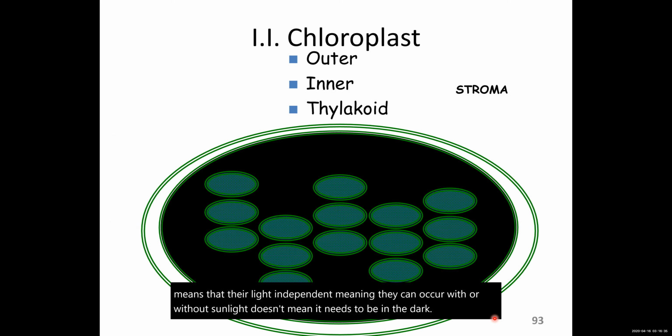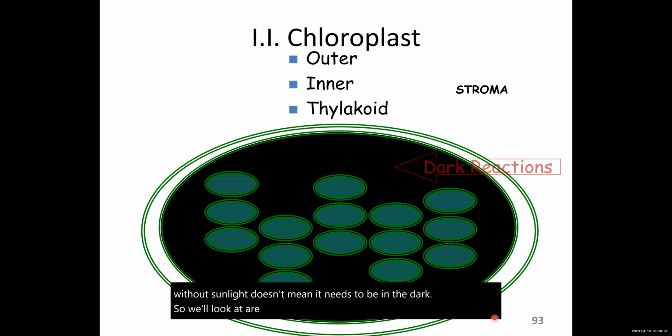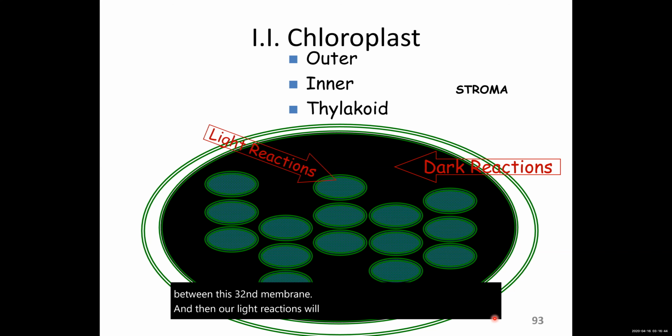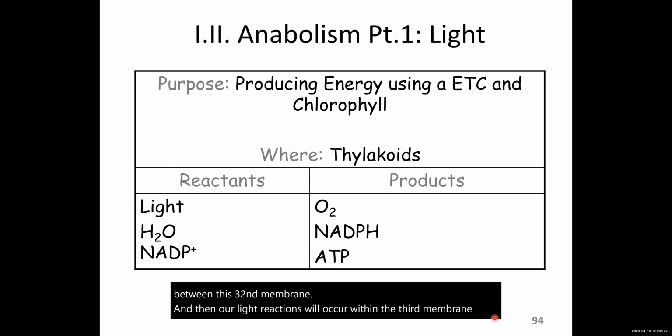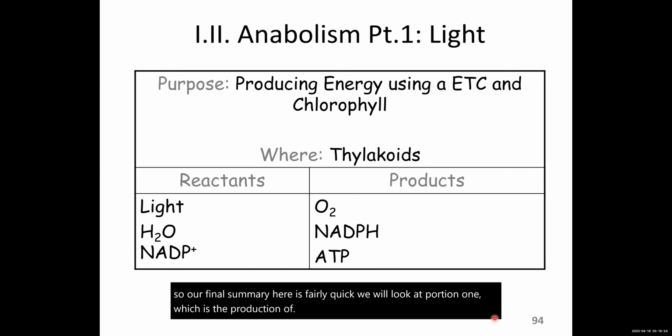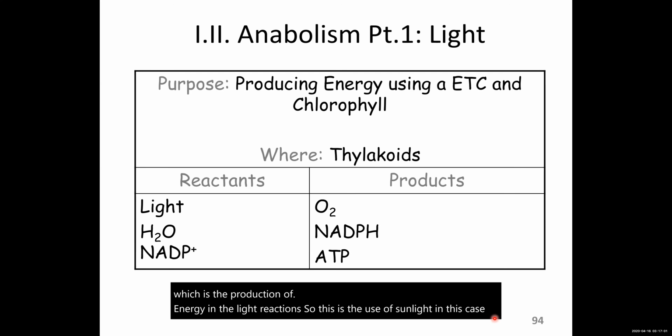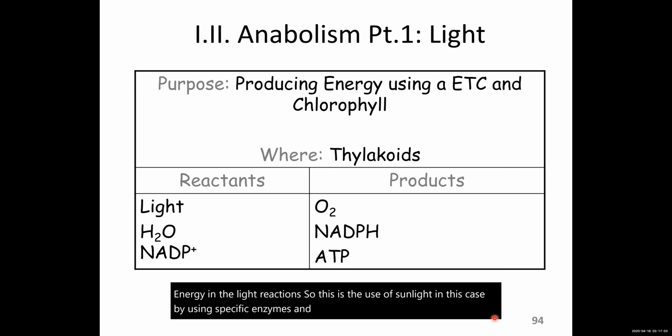So we'll look at our chloroplast again, and our dark reactions will occur between this third and second membrane, and then our light reactions will occur within the third membrane. And so our final summary here is fairly quick. We will look at portion one, which is the production of energy in the light reactions. So this is the use of sunlight, in this case by using specific enzymes and specific compounds like chlorophyll. And they occur inside the third membrane of chloroplasts, or their variations called thylakoids.